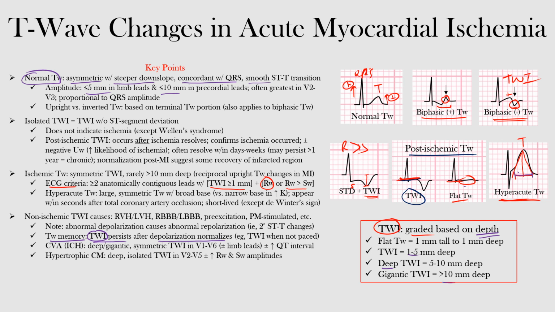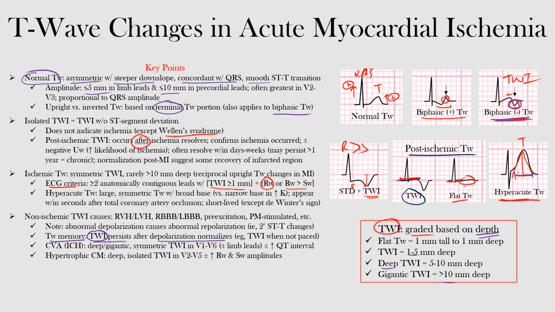And then we talked about these upright and inverted T waves. Remember, we define them by the terminal portion of the T wave, and that also applies to the biphasic T waves, where we saw this negative portion was a T wave inversion, okay? Now, isolated T wave inversion, remember, that means you have T-wave inversion without any ST segment deviation. This does not suggest ischemia, except in this one case which is Wellen syndrome, okay, and we'll talk about that in another lecture.